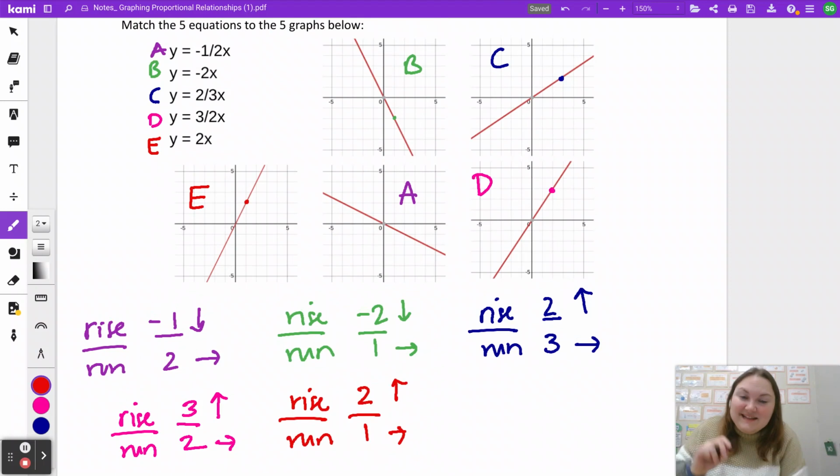This is a great activity, I think, to help you start to see some of those connections between the graphs and the equations. And it's going to be really important for what we're doing in future lessons where we're going to build on this a little more.